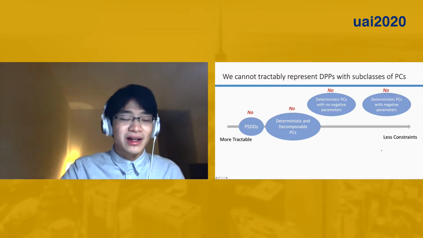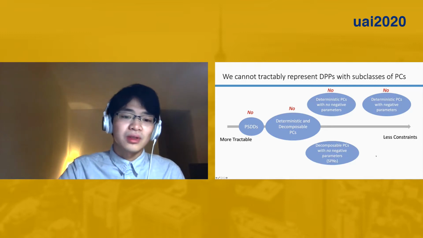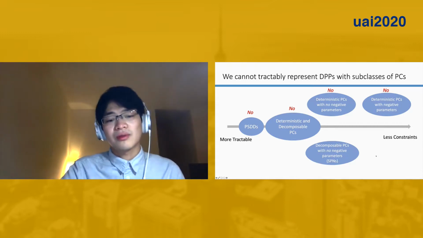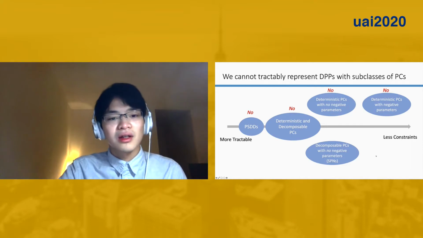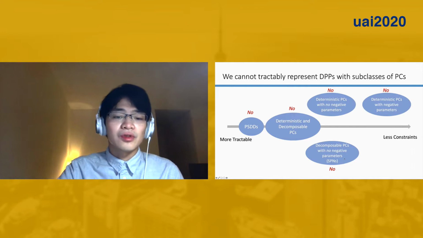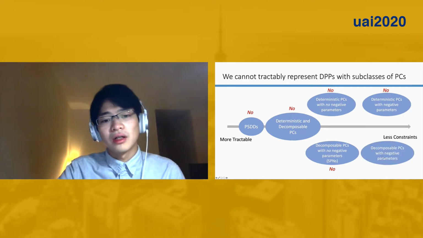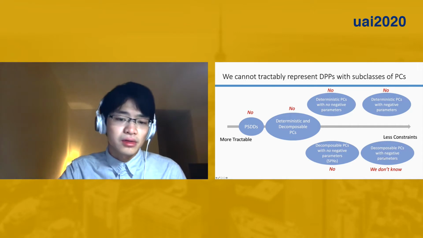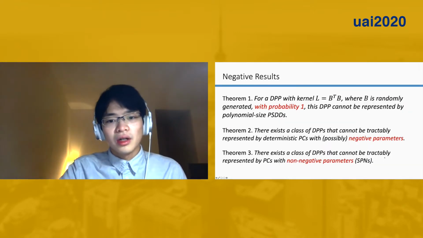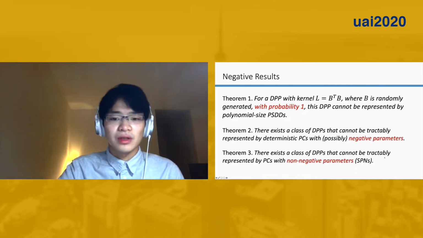Now let's go back and drop determinism. Can we represent DPPs with decomposable PCs with non-negative parameters, namely SPNs? The answer remains to be no. What if we drop the assumption that the parameters have to be non-negative? We don't know the answer yet, so it's still an open problem. Here are the formal statements of the negative results that we proved.